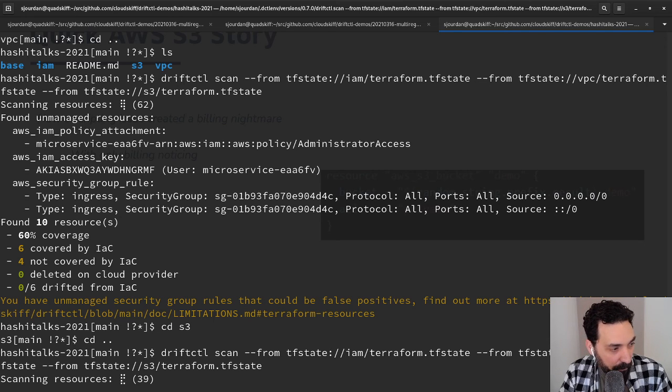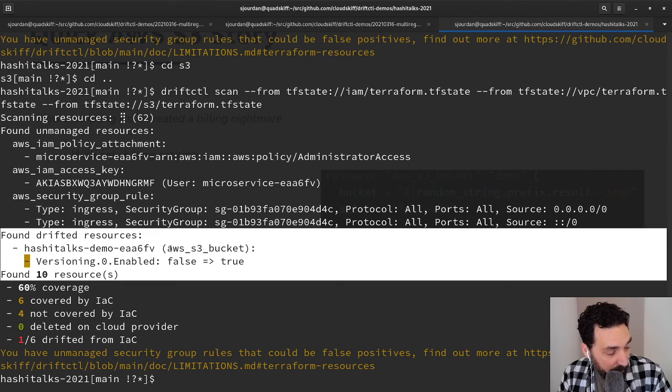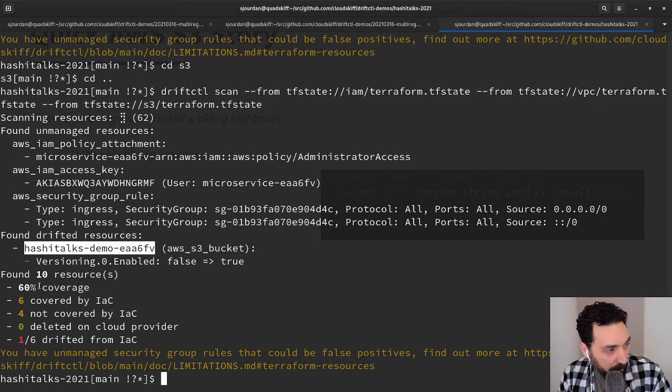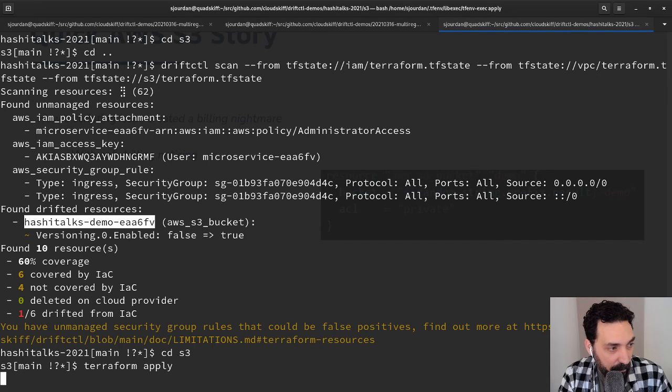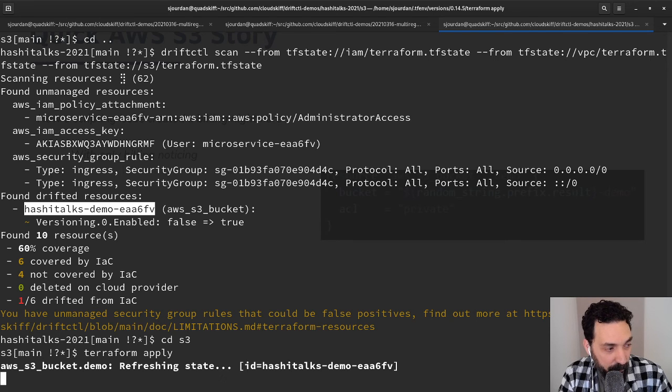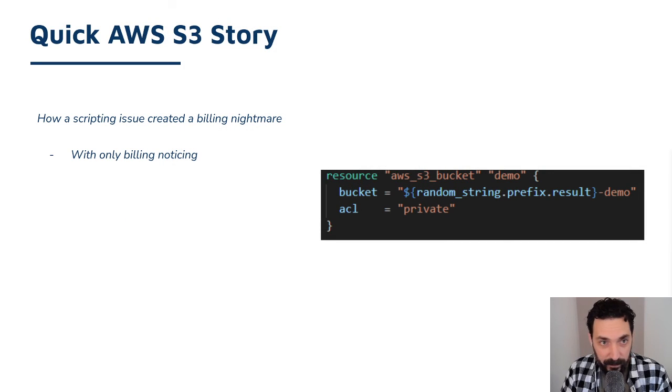If they had launched drift control at that time, they would have seen that there was a drifted resource here. The HashiCorp demo bucket went from false to true, but once again, unfortunately, as the default was not set on the resource, Terraform did not return the change, and the change was detected by this highly efficient monitoring tool called the billing finance department. They were not happy about it. That's the monitoring alert that costs hundreds or thousands of dollars.